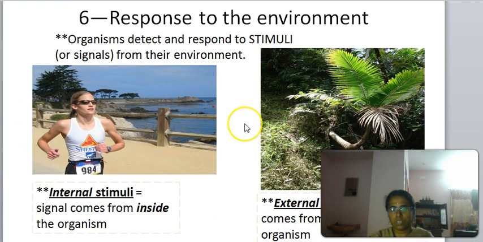Next one, sixth one is what? Response to the environment. We can get the nature very clearly. When you go walking early in the morning, we can get good air, right? We can get signals that come from inside the organism. External stimuli, the signals, come from outside the organism.